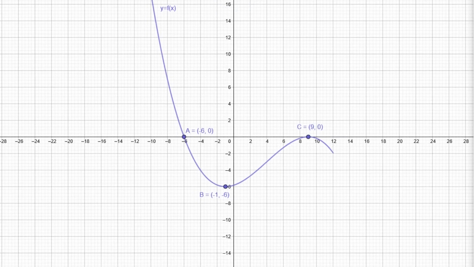So looking now at the transformed version of that curve, it is indeed the same curve reflected in the x-axis. And if we look at where the points A and C have ended up, well, they are on the x-axis, so both of those will have images which are in the same places. But the point B, which was originally at negative 1, negative 6, has an image at the point negative 1, 6.